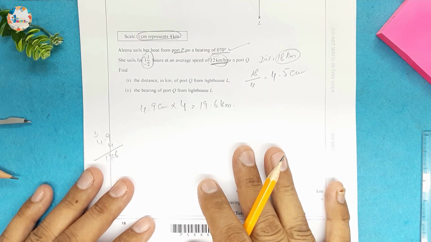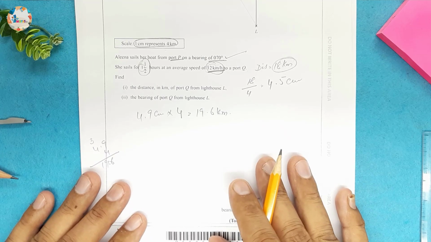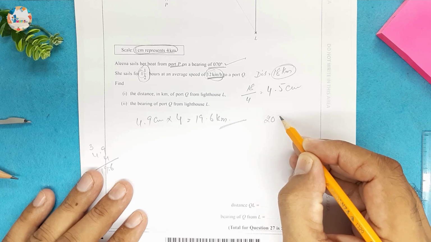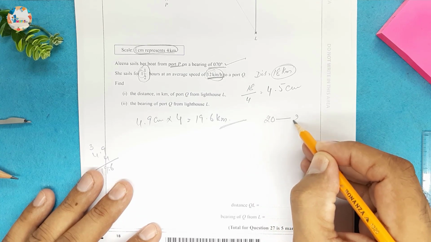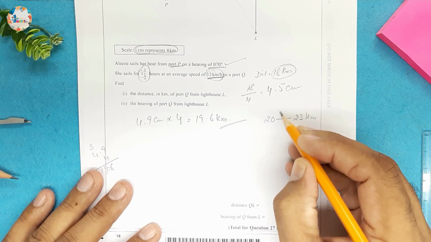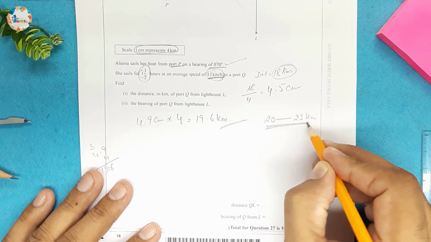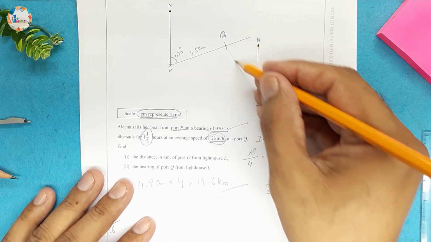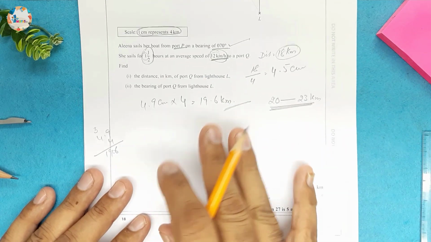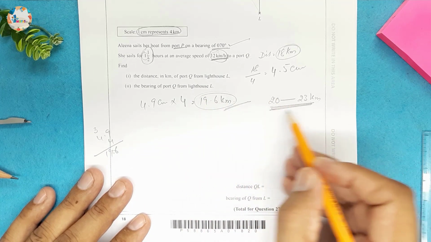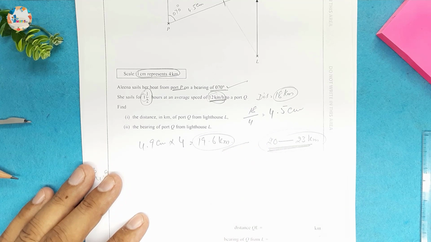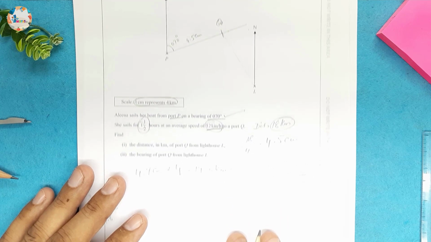Otherwise, if we are using the original paper, we will be getting this distance as 20 to 23 kilometers, basically in this range. The marking scheme answer they have provided is 20 to 23. Because this is a slightly reduced paper, that's why we are getting 19.6, which is out of the marking scheme range. I'm explaining this for your convenience, so you should know why this difference is coming.